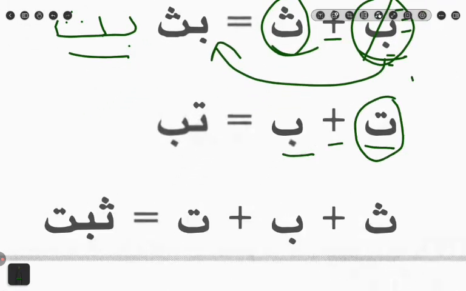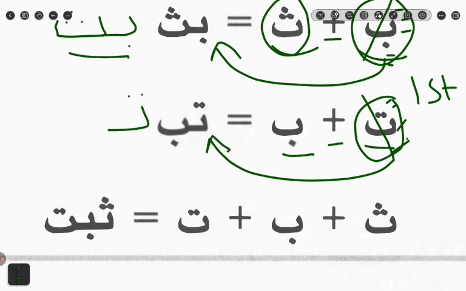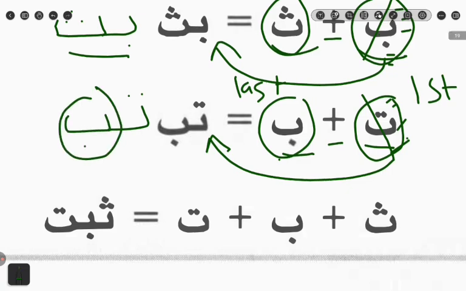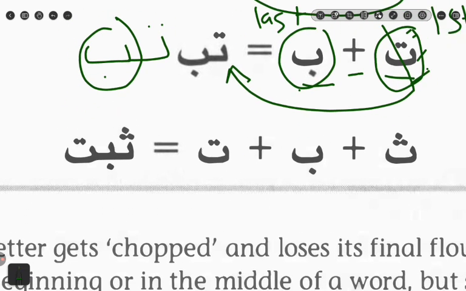Okay, another example, ta plus ba. Ta here is the first one in the word, so we're gonna chop it and take only this half and write it in this way, ta. But ba here is the last one in the word, so we're gonna take it in its full shape as usual.